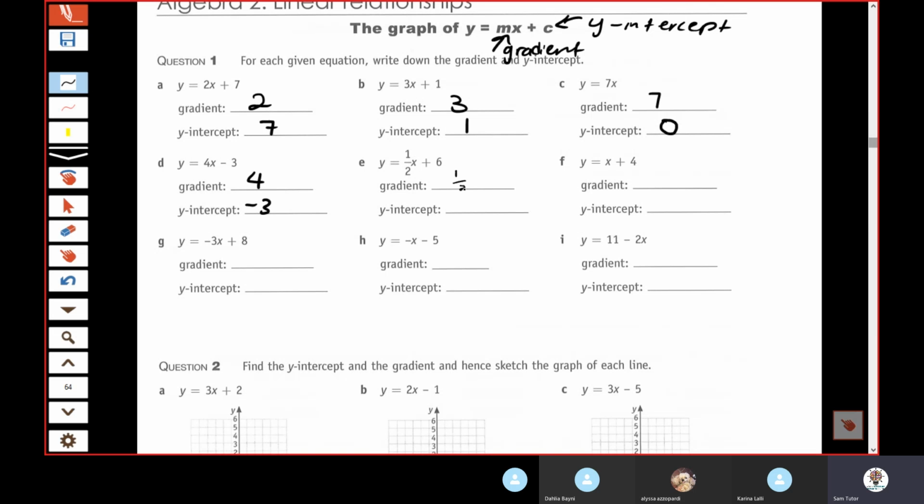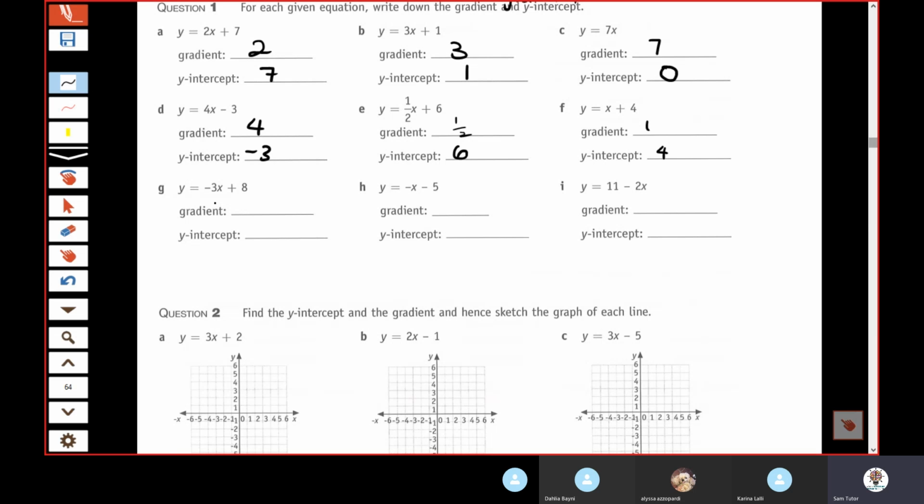Your gradient, well, what's in front of the x? Half. Y-intercept is 6. What's the gradient? 1 in front of the x. What's the y-intercept? 4. Gradient, again, the gradient is negative 3. What is the y-intercept, the number that's on its own? 8.